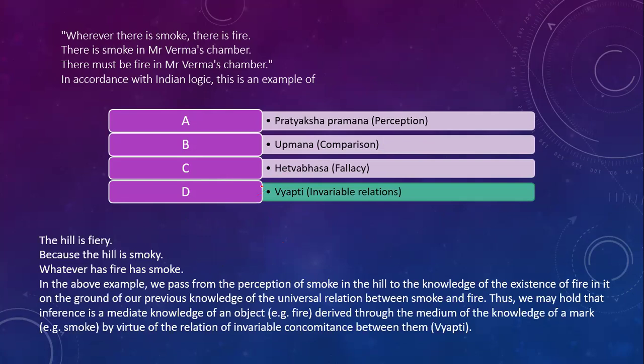In the above example, we pass from the perception of smoke on the hill to the knowledge of the existence of fire on it, based on our previous knowledge of the universal relationship between smoke and fire. Thus, we may hold that inference is immediate knowledge of an object derived through the medium of knowledge of the mark, by virtue of the relation of invariable concomitance between them. This is Vyapti.